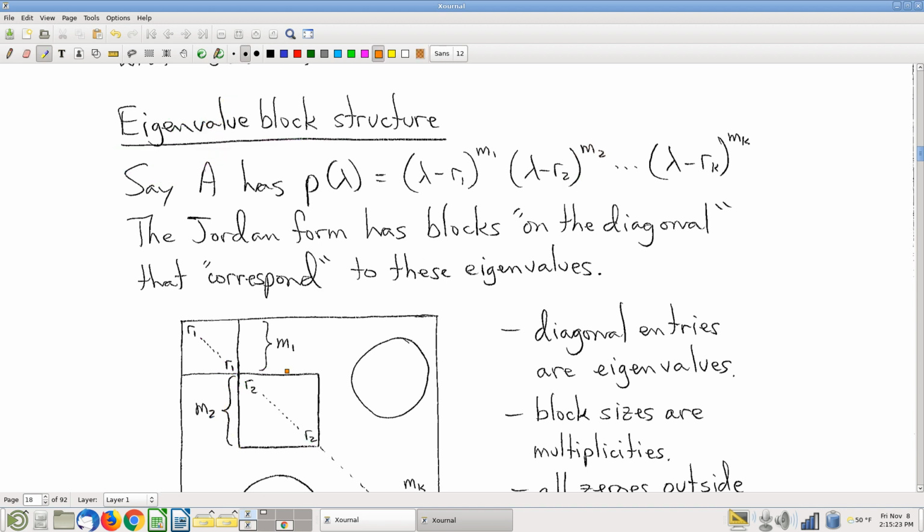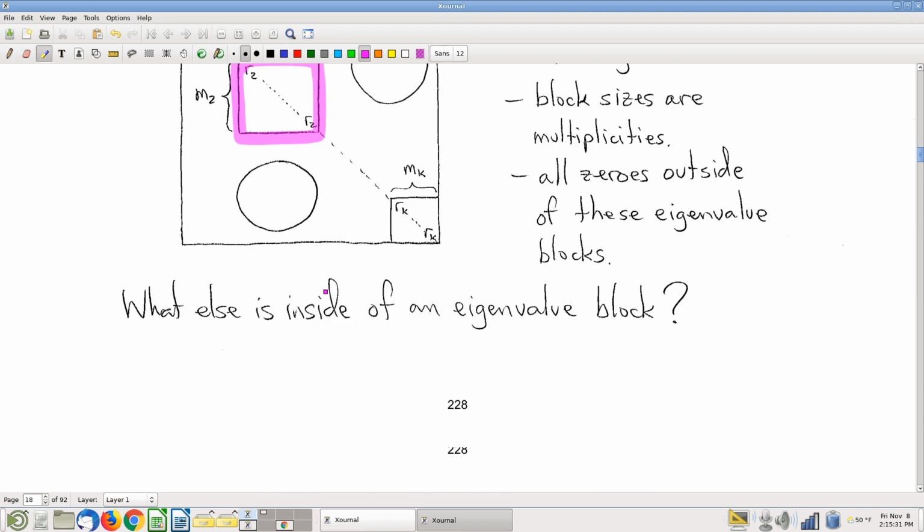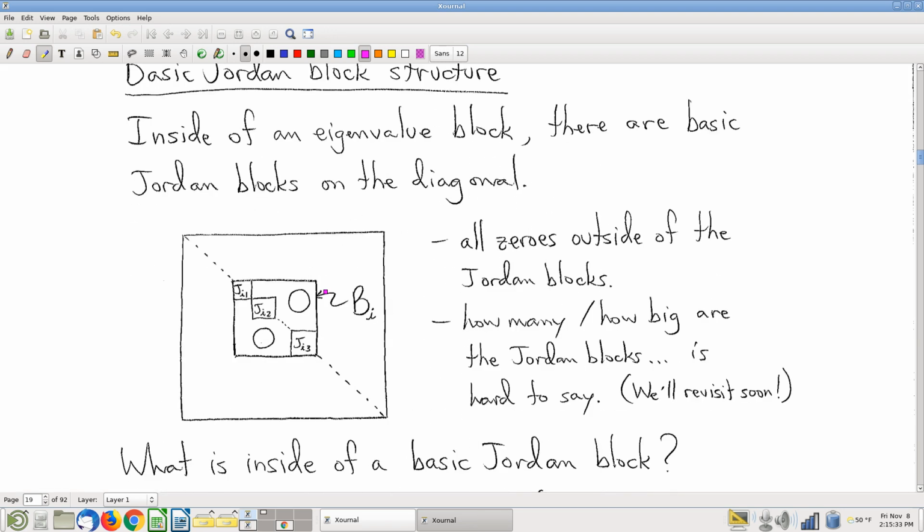Okay, so what is inside of an eigenvalue block? Let me color code. I'm going to use purple to represent an eigenvalue block. We're going to zoom in now, if you will. It's kind of the same way that with molecules, what's inside of molecules? Well, atoms. And what's inside of atoms? Well, protons and electrons and neutrons and all that stuff. And so we're going to be doing the same sort of thing here. I'm going to be talking about what's inside of this and then what's inside of that.